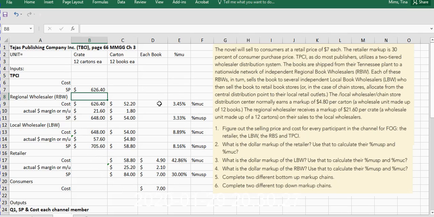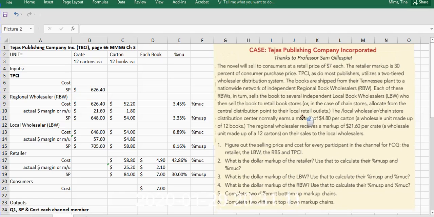Let's see what we need to do to answer some of these questions. It says figure out the selling price and cost for each participant in the channel for this book. That book was called Finding Gold. We need the price and cost at each of the retailer, local wholesaler, regional wholesaler, and the manufacturer. Now, I'll be honest with you. I'm pretty confident we can get selling price and cost at the retailer, local wholesaler, and regional, but I'm fairly confident the only thing we can find at the manufacturer's level is the selling price.